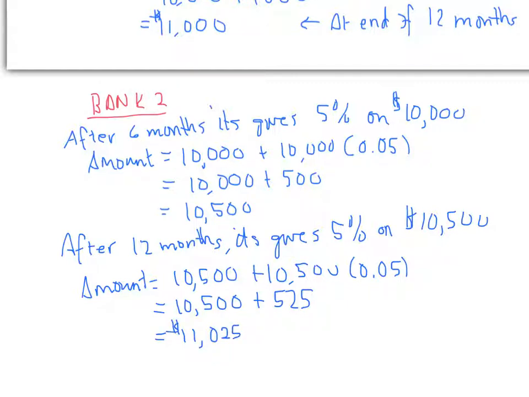Now notice, this is how much you get on the one that compounds, which is $11,025, and this is the one that doesn't compound. You got $11,000. And so in this case, compounding seems to be better. And it turns out that it is.